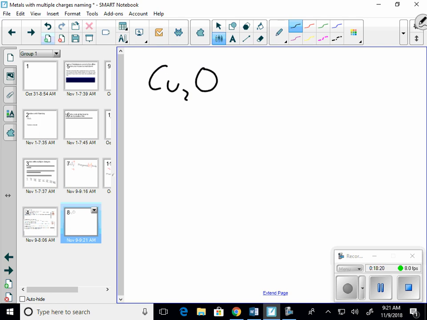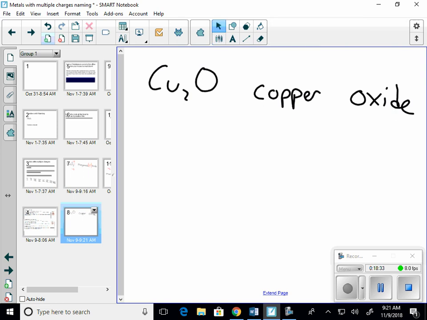What's the name for Cu? Copper. We already know O is oxide. I'm going to leave a little space there. When you look at copper, what are the possible charges for copper? It's either a +1 or a +2. Because copper has more than one charge, we have to figure out which charge it is.